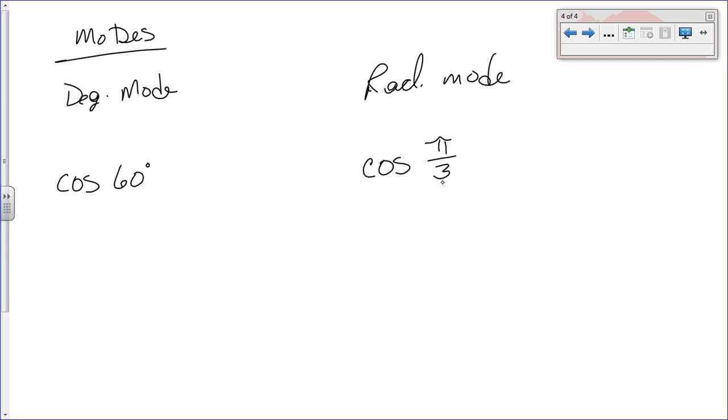Now, the good thing with radians is you don't always need a calculator to find your angles. We'll get into that later, but I'm telling you that now. It's a little tidbit for the future. You're going to be able to take the sine and cosine of angles without a calculator because they're really that easy.